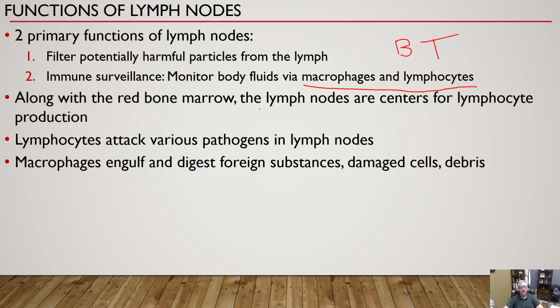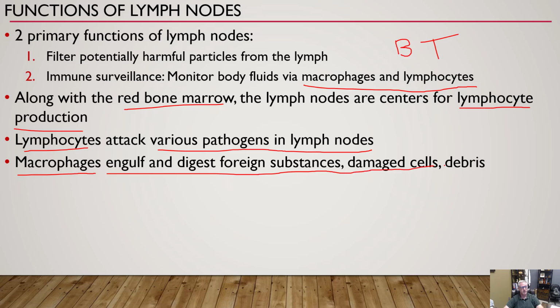All right. So lymph nodes, along with the red bone marrow, are centers for lymphocyte production. So your lymph nodes also produce lymphocytes. And these lymphocytes, remember, B cells and T cells, are going to attack those pathogens in the lymph nodes. We have those macrophages that are going to act as phagocytes that engulf and destroy foreign substances, cellular debris, damaged cells, stuff like that.